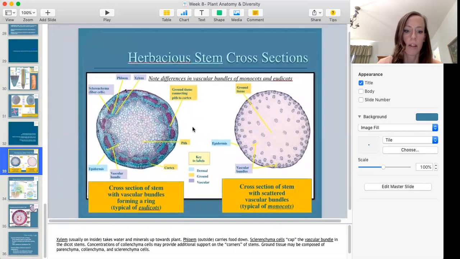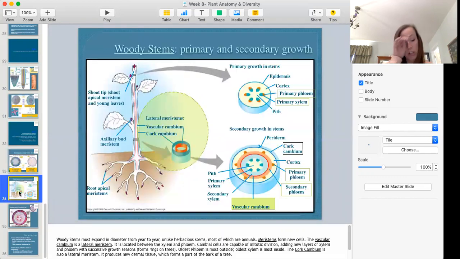All right, I think that is it for that slide. Let's look at woody stems now. So woody stems, like I said, they need to support more than 1 year of growth for the plant. Obviously, typical of trees. If you cut down a tree and you look at the trunk, you see those tree rings, right? Those rings that have been added year after year. That's actually what you're seeing.